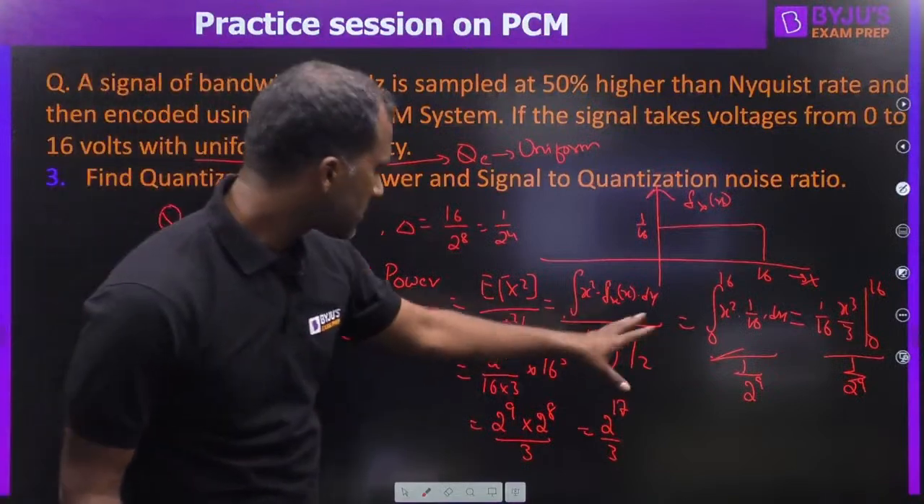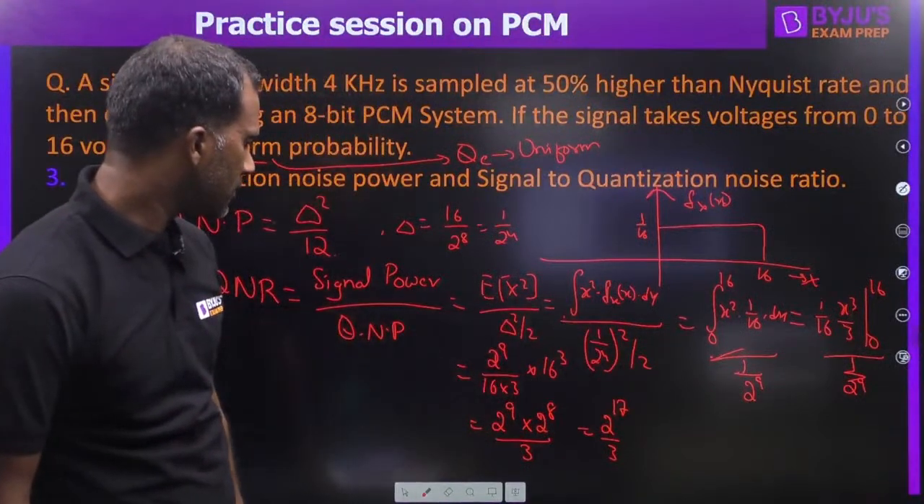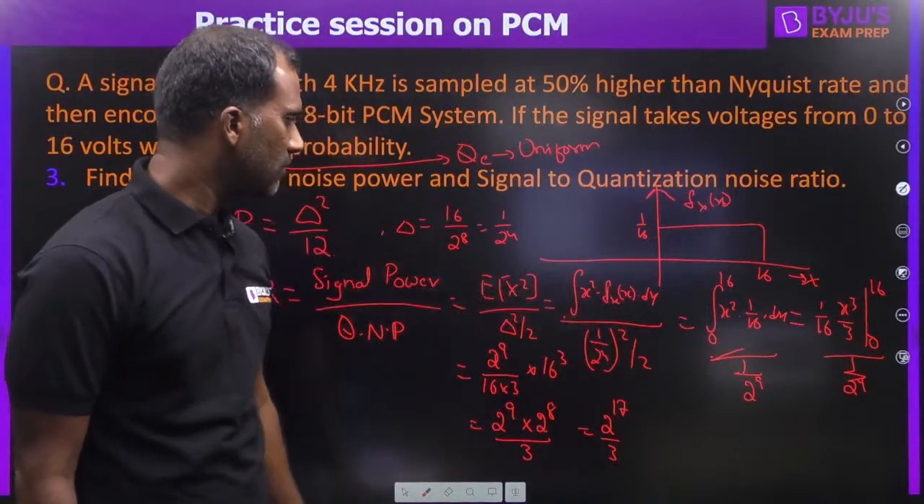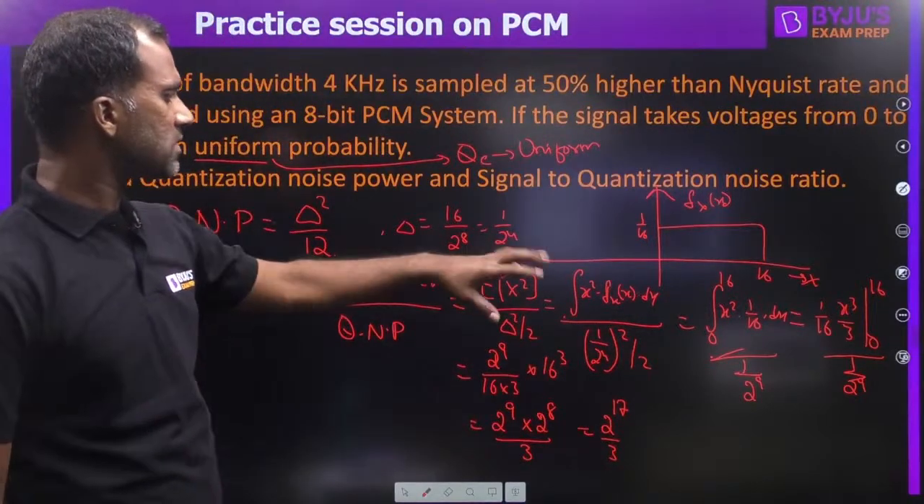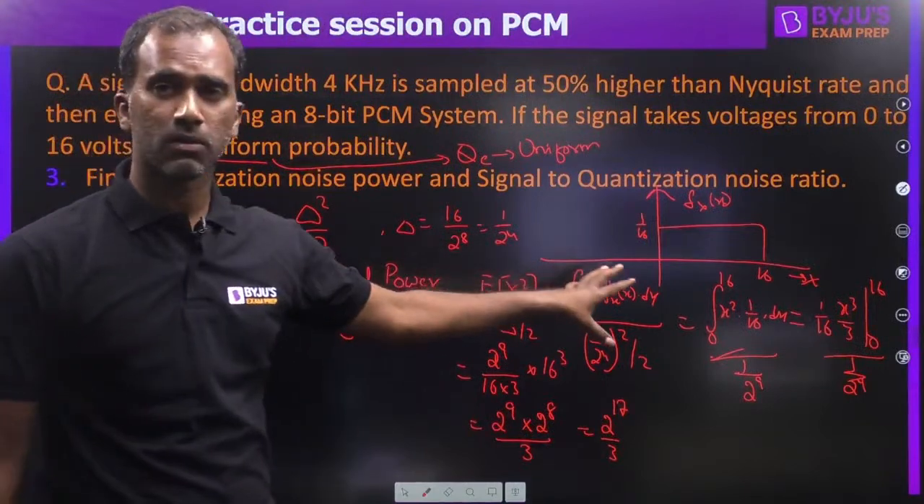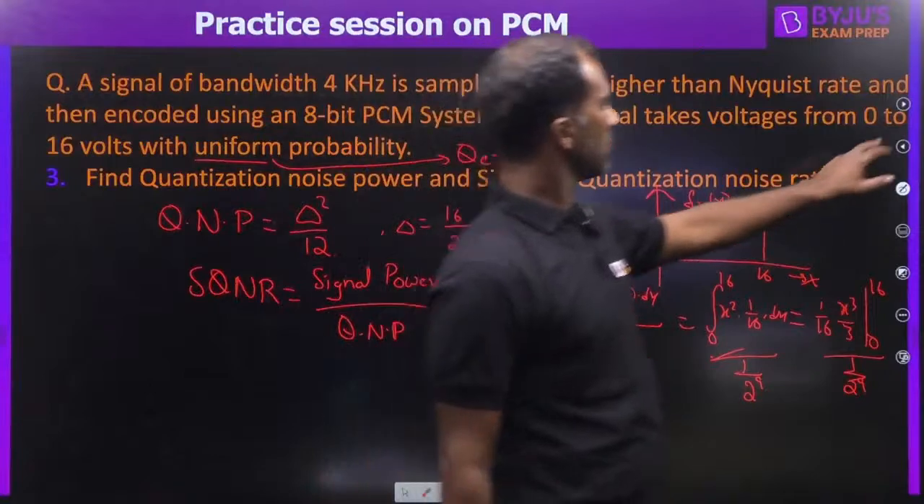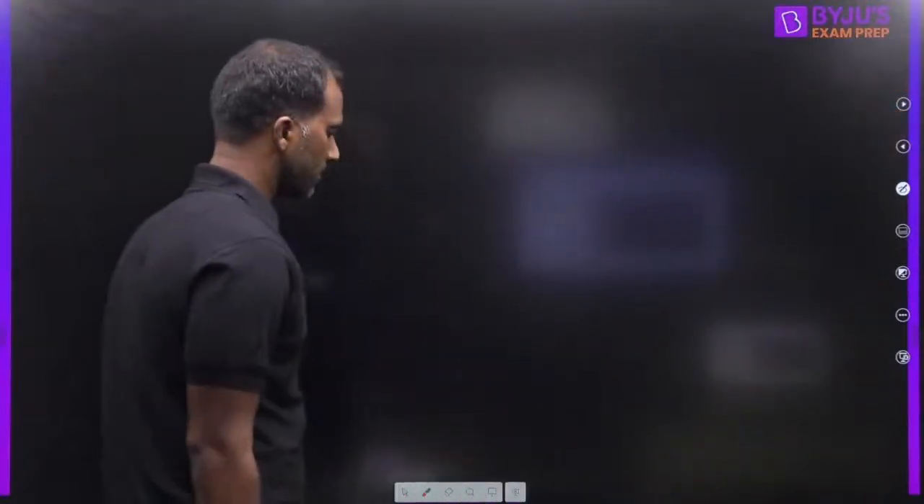If there are any calculation mistakes, be cautious. I might have made some calculation mistake. I'm not sure, but whatever I've done, I believe it is correct. Because this is a complicated calculation, I might have missed something or the other. But this is the procedure. Right, wonderful.